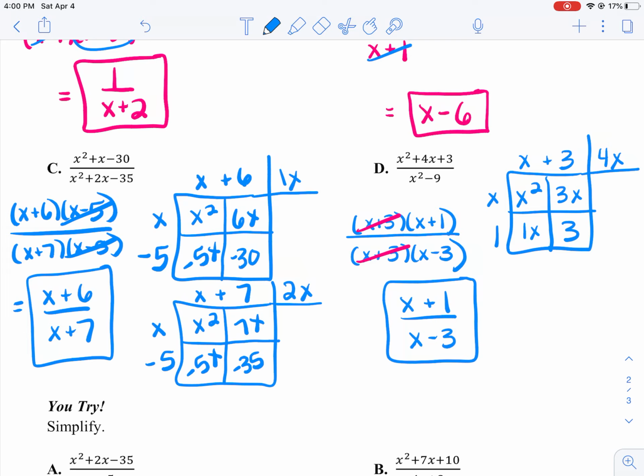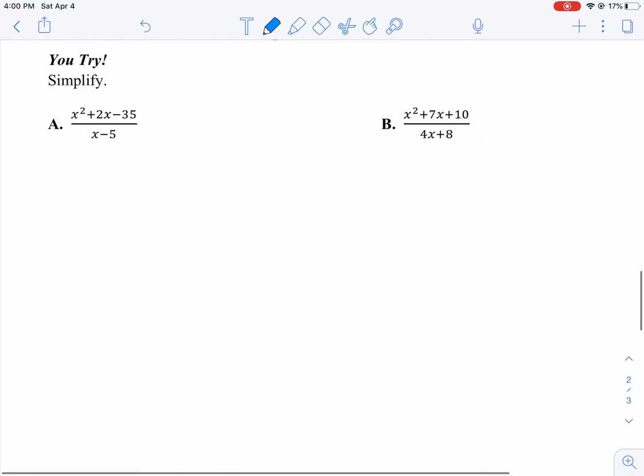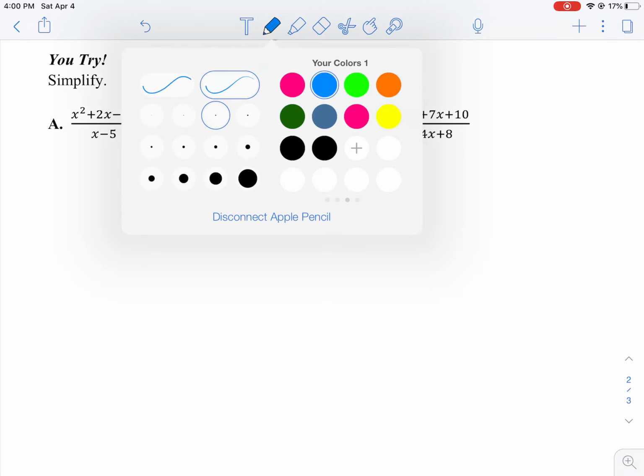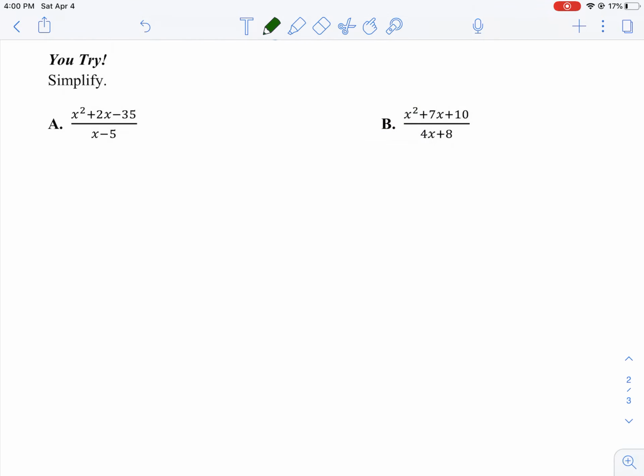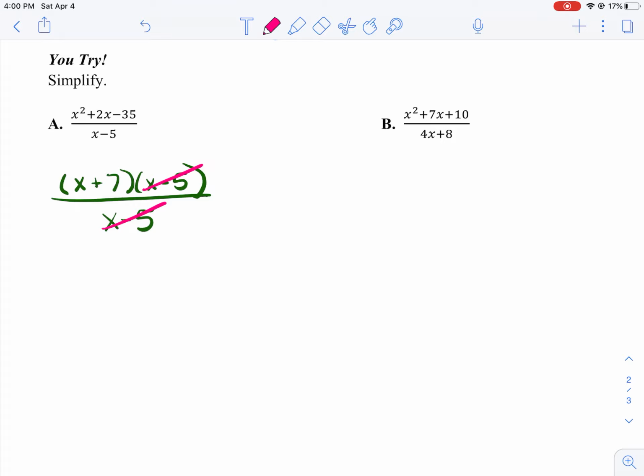All right, so I would like you to stop the video there and go ahead and try the last two problems. And then just fast forward to the end to check your answers. I'm going to just zip through these without any commentary because I want you to just check your answers. So I'm not even going to make the boxes on these ones. So x plus 7, x minus 5 over x minus 5. And then cross out the x minus 5's. And so the answer, once you check, should be x plus 7.